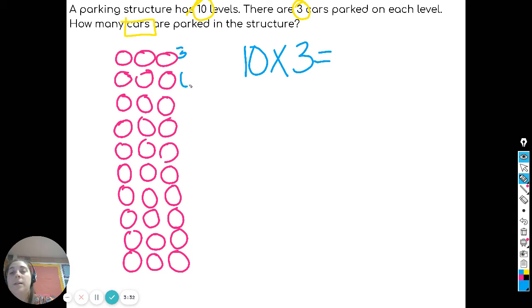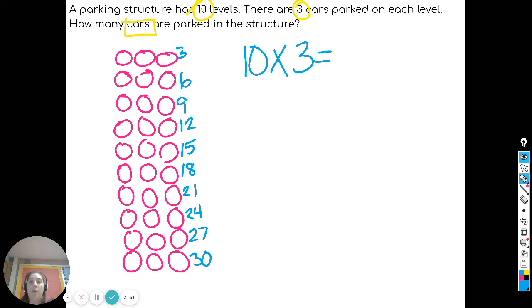3, 6, 9, 12, 15, 18, 21, 24, 27, 30. Well, 10 rows of 3 cars on each level gives us 30 cars total. But if you remember, we can't just leave it at that. We have to write our word answer.